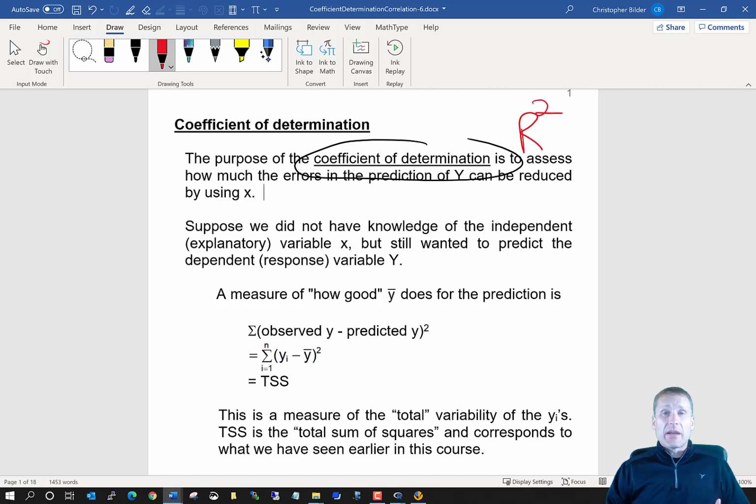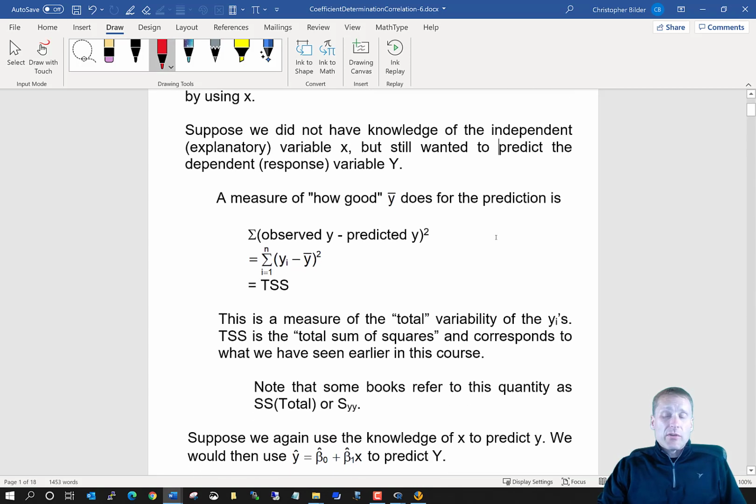let's suppose that we didn't actually have an independent variable or explanatory variable to estimate y. And so essentially, if we wanted to estimate y, all we had available to us was the sample mean. So how good will the sample mean do in predicting what all the y's are? And as you might expect, it probably wouldn't do a very good job.